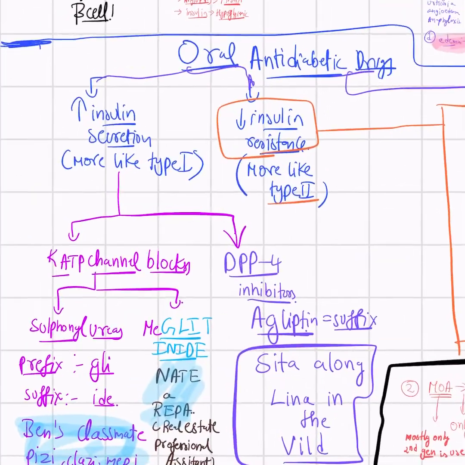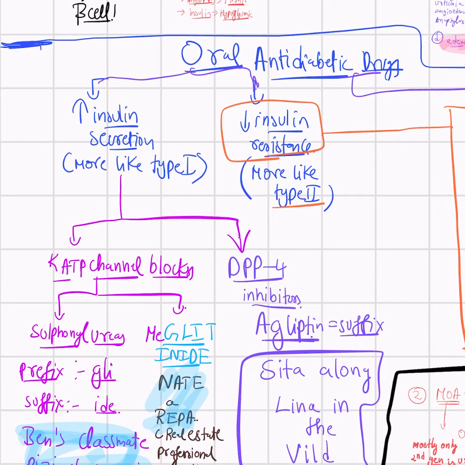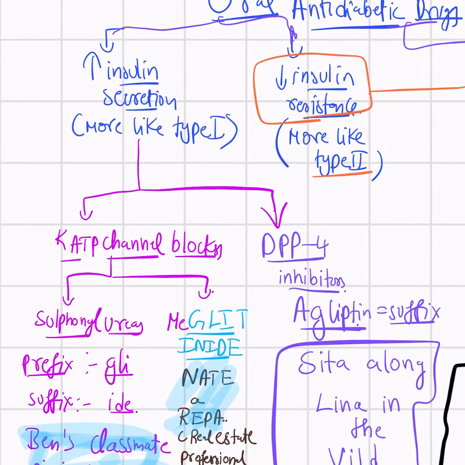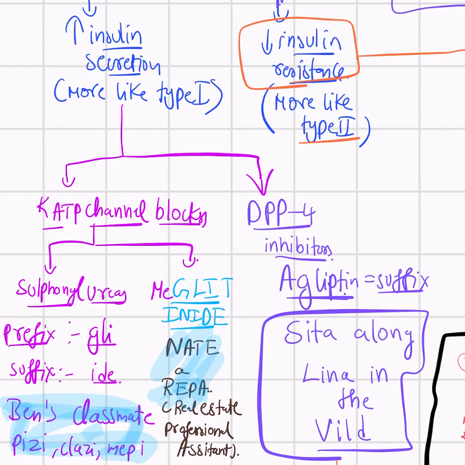Then we have decreased insulin resistance, and then we have some other drugs. These are the miscellaneous drugs. First, increasing insulin secretion. This is more of a type 1 type of diabetes, and we have two mainstays of drugs or main methodologies of doing it. One is the DPP-4 inhibitors. The other one is the potassium channel blockers.